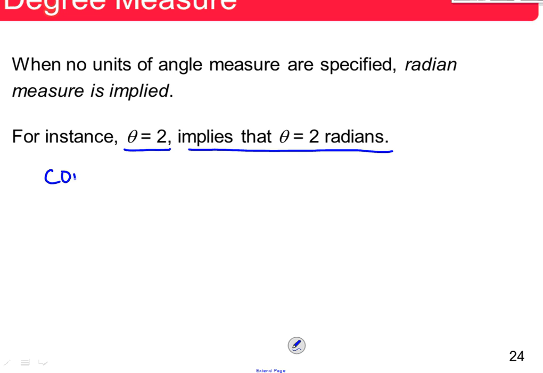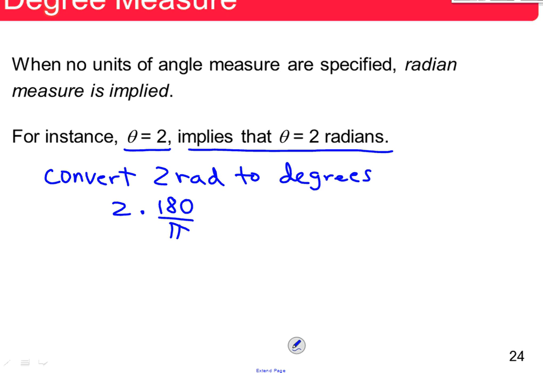So let's just take a minute and convert 2 radians to degrees. Since that is radians, we're going to multiply it by 180 over pi as our conversion factor. And so then we get 360 over pi. And now that it's in degrees, we want to put that degree symbol there.